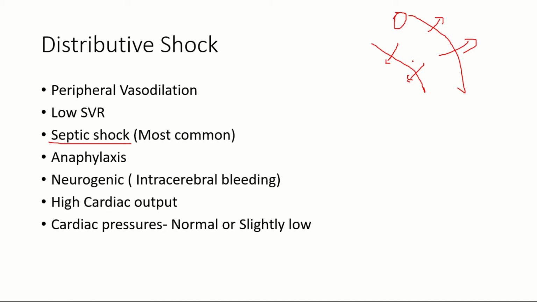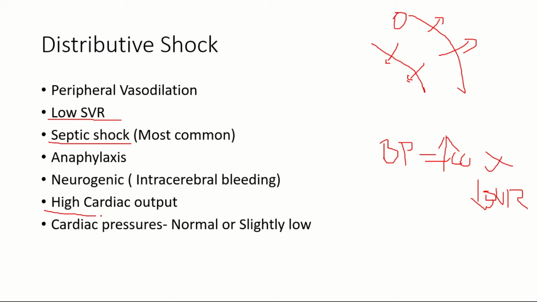So as the blood vessels are dilated, the systemic vascular resistance is going to go down, okay? So there is going to be low systemic vascular resistance in the distributive shock. And as a response, we know that blood pressure is equal to cardiac output multiplied by systemic vascular resistance. So if the systemic vascular resistance is going to go down, then as a response, the cardiac output is going to go up. So we can see high cardiac output in case of distributive shock.